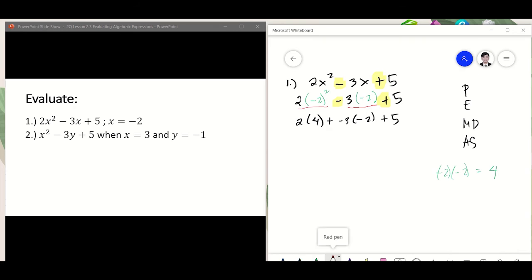Okay, so still same concept. So this is our first term. So 2 times 4 is 8. Then here, this is our second term. Negative 3 times negative 2 is positive 6. Then 8 plus 6 is 14. Then 14 plus 5 is 19. So the answer is 19.